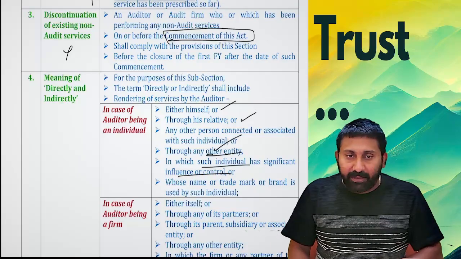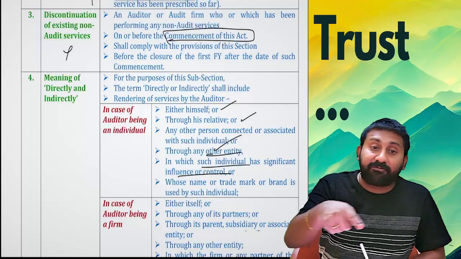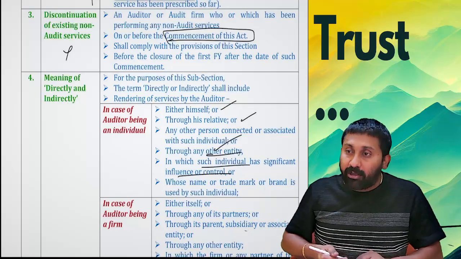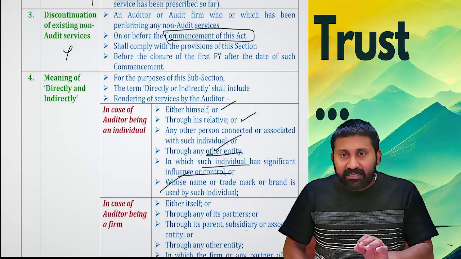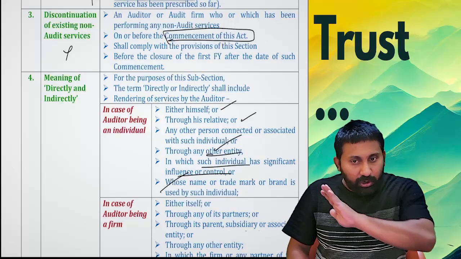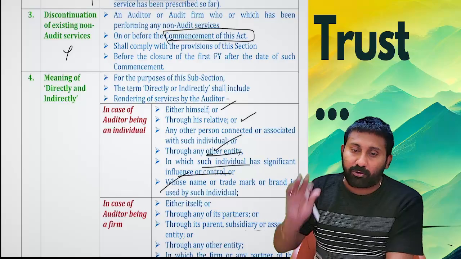There is a firm. In that firm, I have 70% capital. I will ask that firm to provide these services. That is also not allowed. Nor should your trademark, your brand, provide such services. Simply, either you or any of your related parties should not provide these services either to the company or to its holding or to its subsidiary.